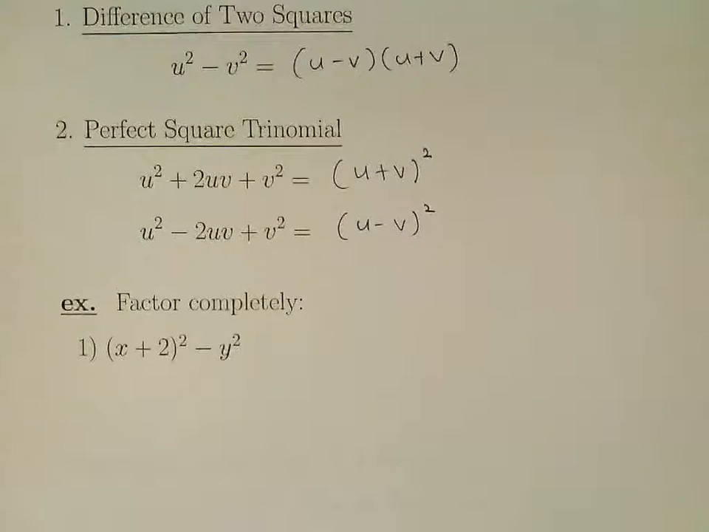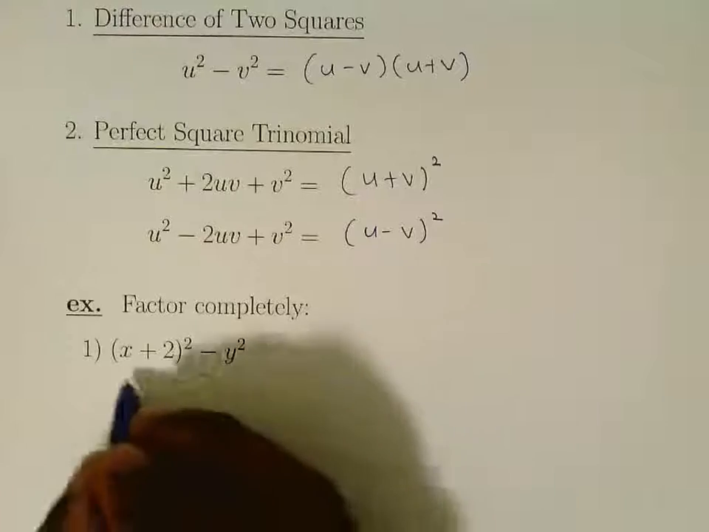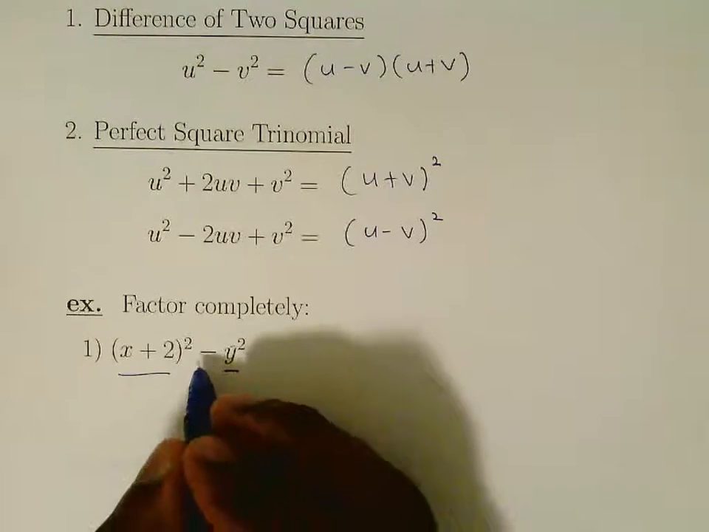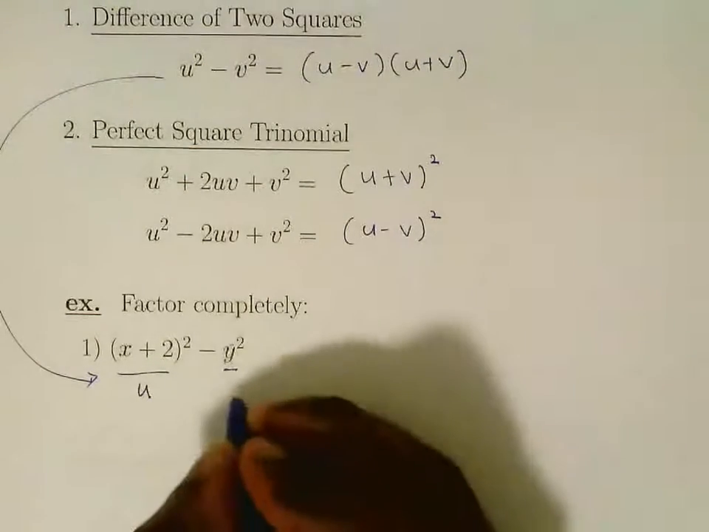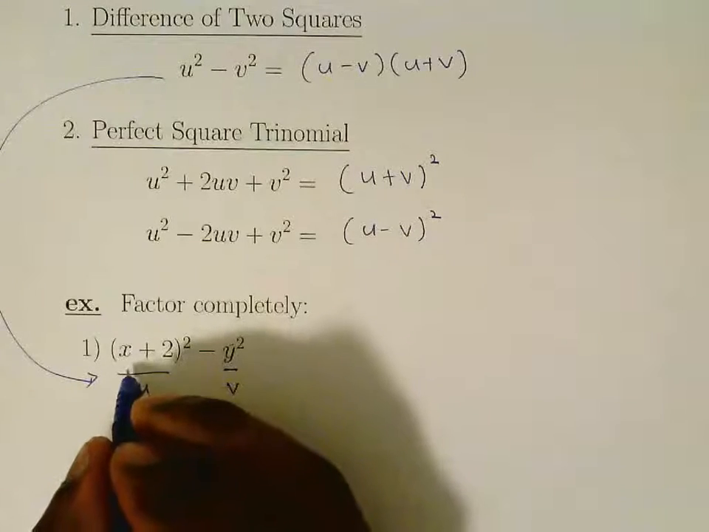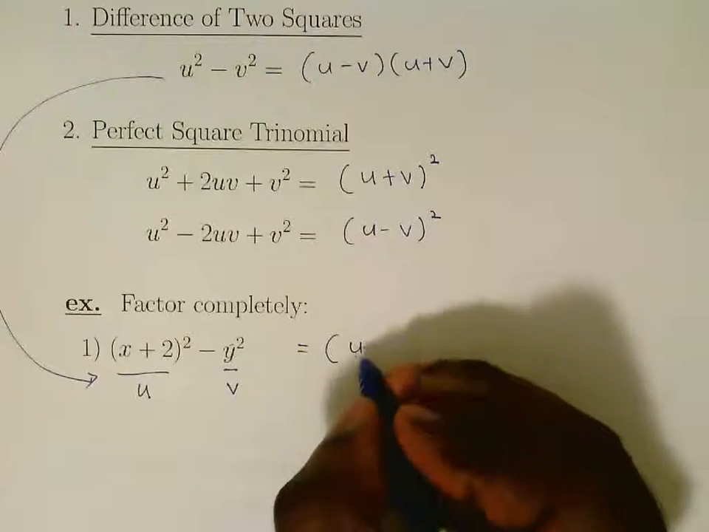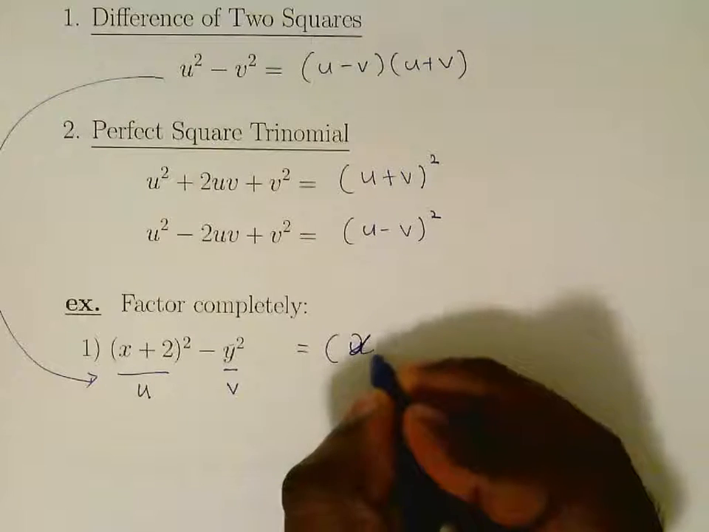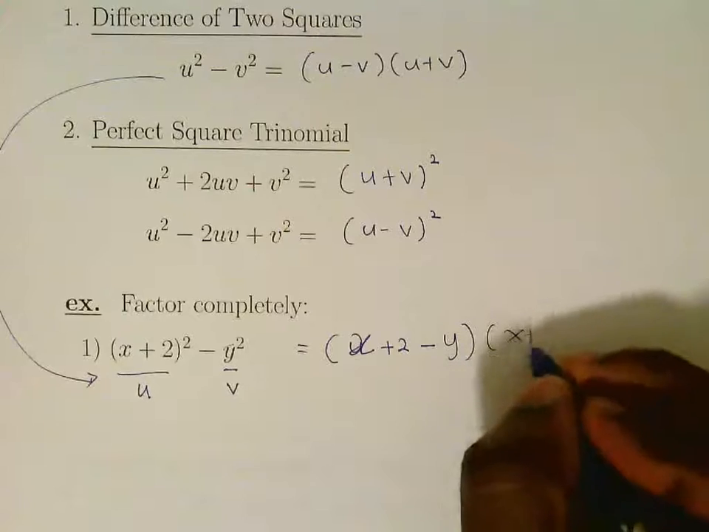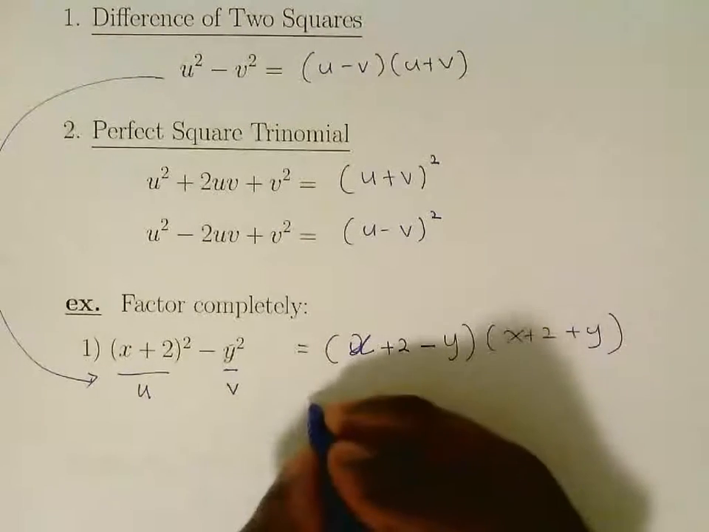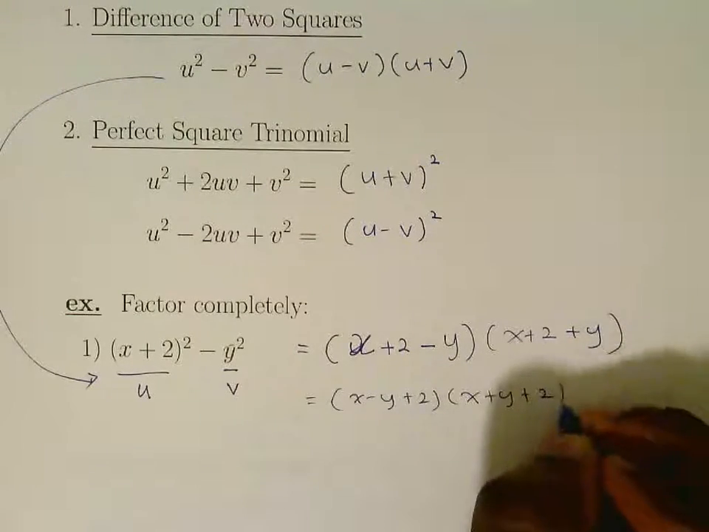Now let's see how you factor this. Okay, so how do you identify that this is one of those forms? Well, two terms squared and a minus. That begs you to use this. Okay, so this is your u and this is your v, and this is of the form u squared minus v squared. So the factoring is u minus v, u plus v, and your u is x plus 2, minus y, x plus 2 plus y. So that would be x minus y plus 2, x plus y plus 2.